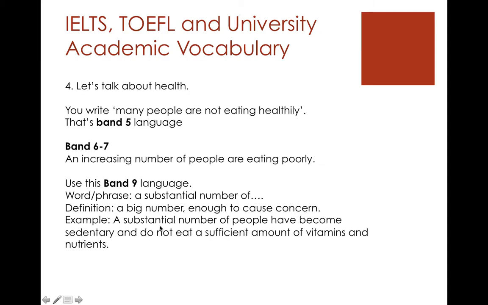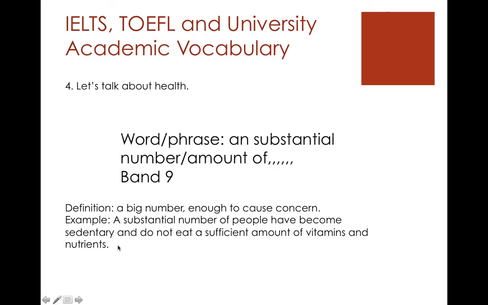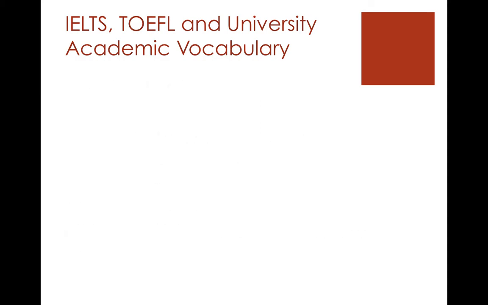So for example, a substantial number of people have become sedentary and do not eat a sufficient amount of vitamins and nutrients. So a substantial number of people have become sedentary. Sedentary means they don't exercise and do not eat a sufficient amount of vitamins and nutrients. Okay, good. There's your phrase. See if you can use it in a sentence. Pop it in the comments.